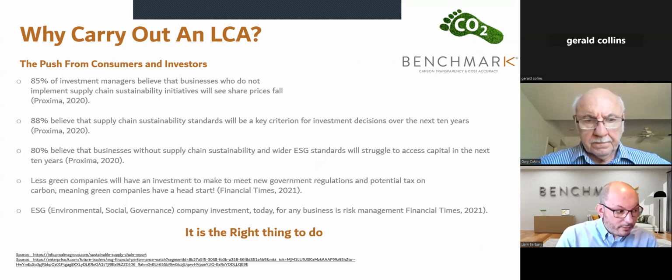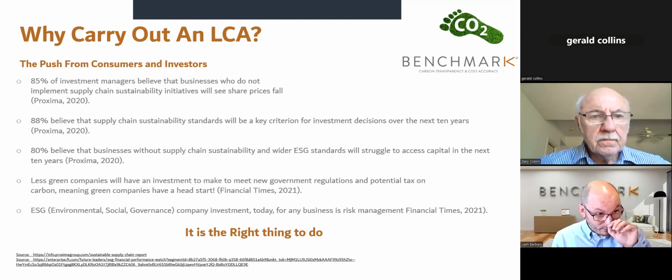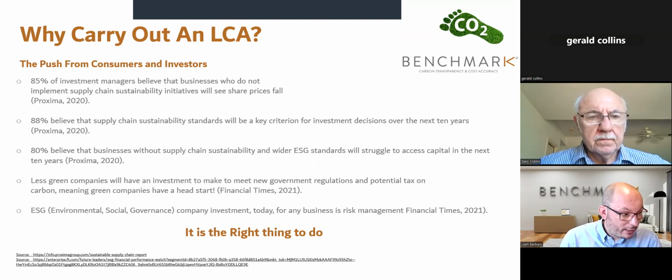Other than that, I guess you can read the rest of them here. In terms of 80% of people believe that business without supply chain sustainability and wider ESG standards will struggle to access capital. Again, this is an investment issue, and less green companies would have to make investment to meet new government regulations and potential tax on carbon. That, by the way, is the latest theory in the UK.